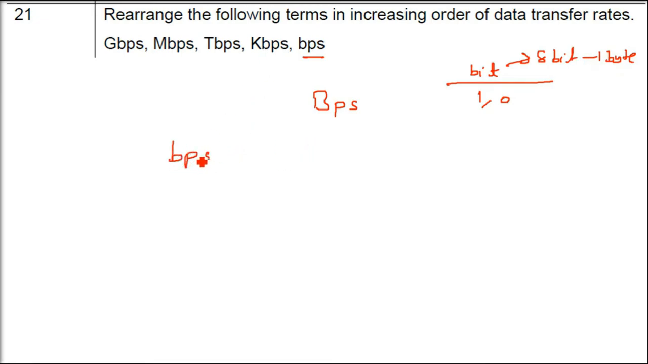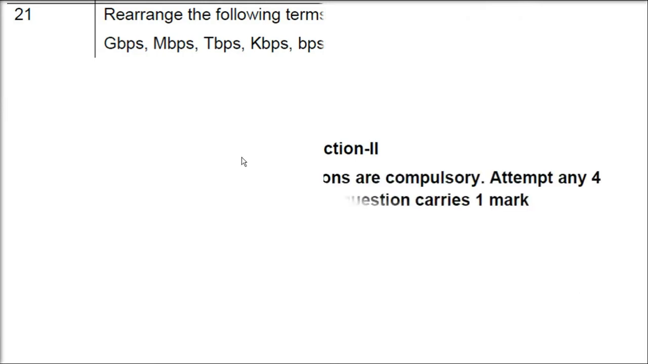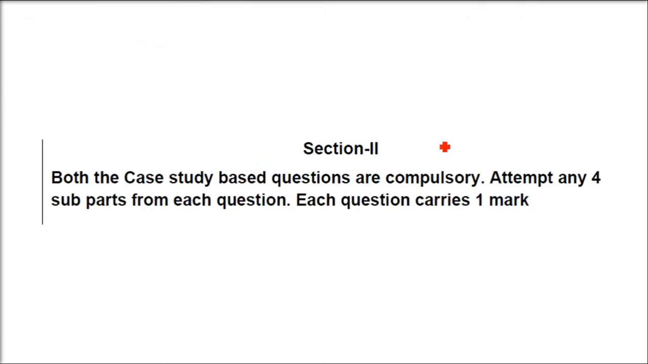So when you say BPS, bit per second, what does it mean? You are talking about 1000 BPS. When we have 1000 BPS, it will become 1000 kbps. That is, if I multiply by 1000 in front of any of these, it will go to the next one. So bit per second, kilobit per second, megabit per second, and gigabit per second. Finally, terabits per second, right?